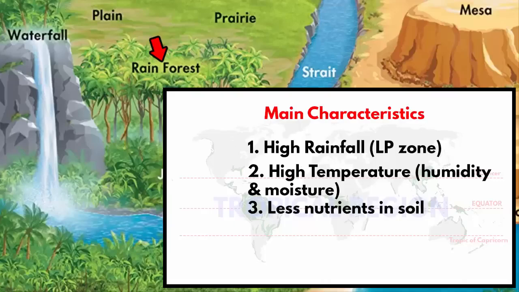And the third point is, these places have very little nutrients in the soil, because the high volume of rain washes the nutrients out of the soil. Plus, the existence of a large volume of trees sucks the nutrients out of the soil for their growth.